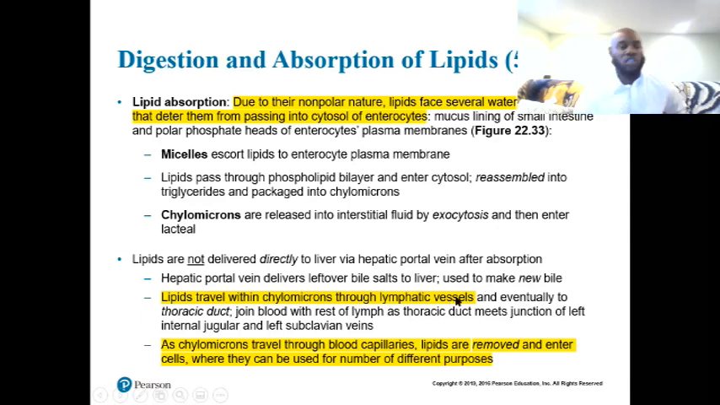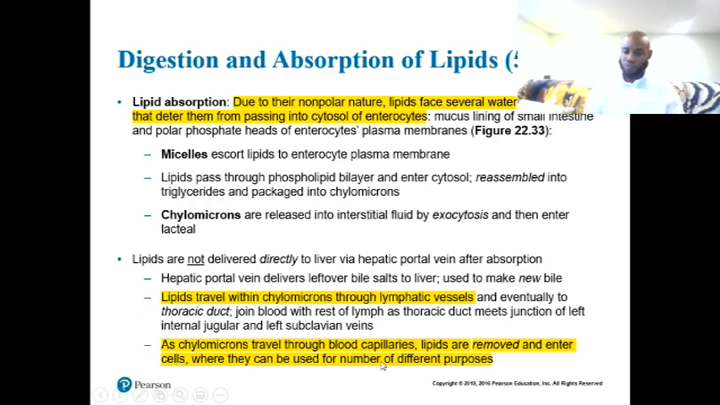Remember, we talked about this when we were in the immunity and lymphatic chapter. The lipids travel through lymphatic vessels and eventually to the thoracic duct, joining blood with the rest of the lymph as the thoracic duct meets the junction of the left internal jugular and left subclavian veins. As chylomicrons travel through blood capillaries, lipids are removed and enter cells where they can be used for a number of different purposes.